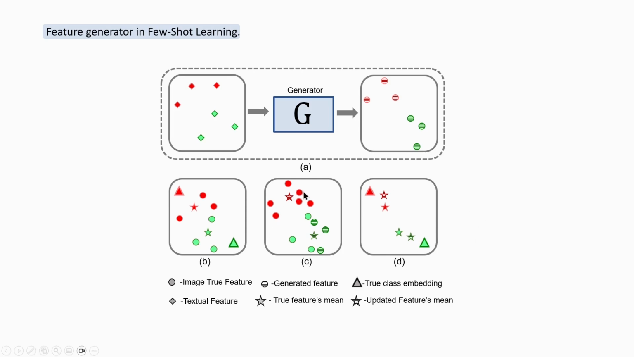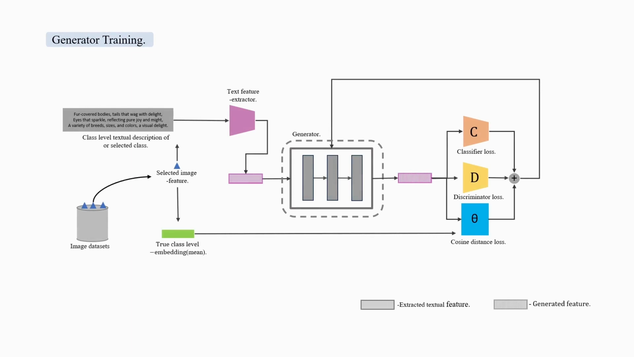In C, now we bring the generated features together with the original features and update the new mean. From D, we can see the updated feature mean moves closer to the true class embedding after bringing in the generated features. Now let's see what we did in detail.